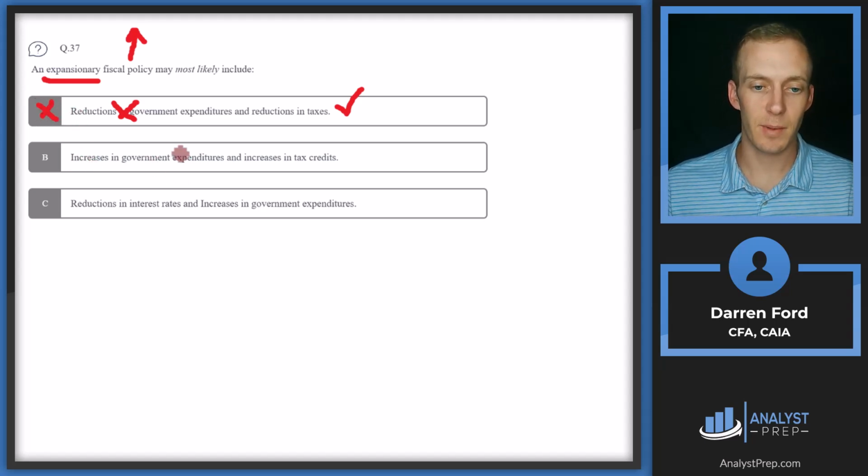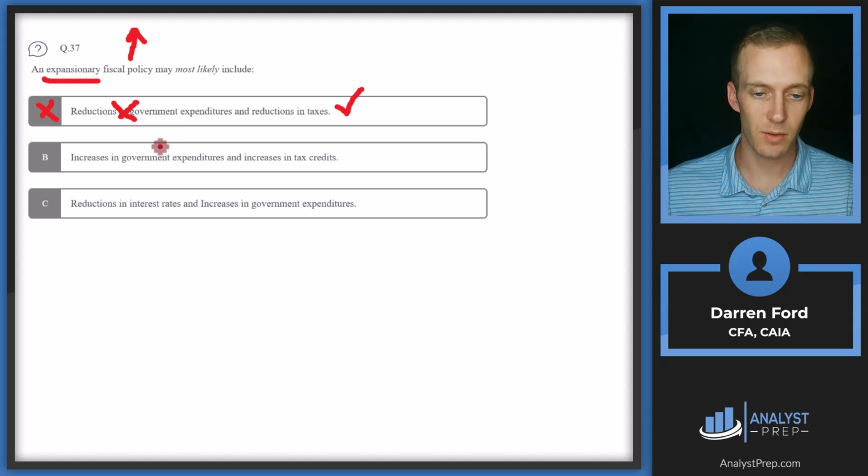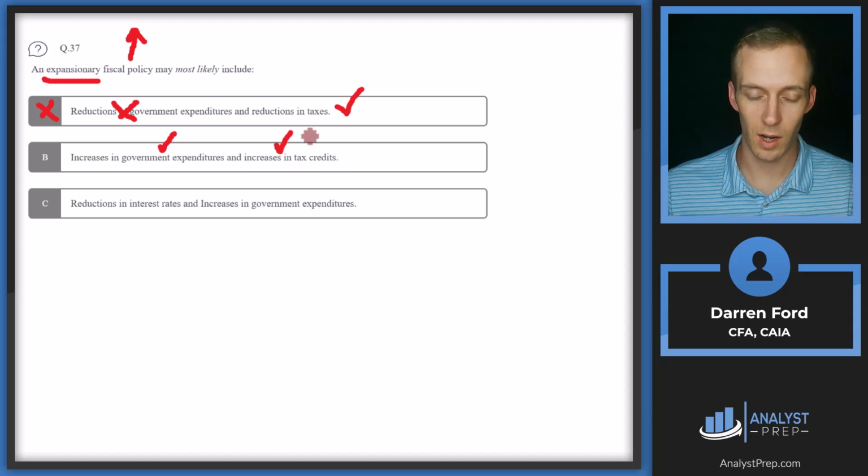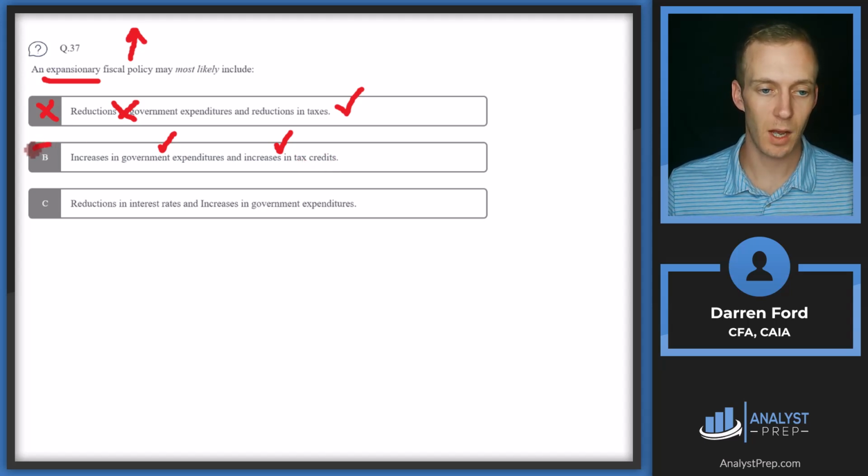B, increases in government expenditures, opposite of this answer. That'd be good. That should lead to more economic activity and growth. And increases in tax credits. This should also lead to more growth, since tax credits are kind of similar to a reduction in taxes. They're putting more money in people's pockets that they can spend. So B sounds like our winner so far here. C, reductions in interest rates. Interest rates are going to be monetary policy, not fiscal policy. So we can rule out for that reason.